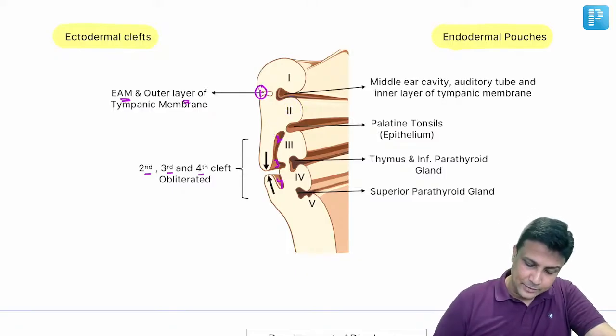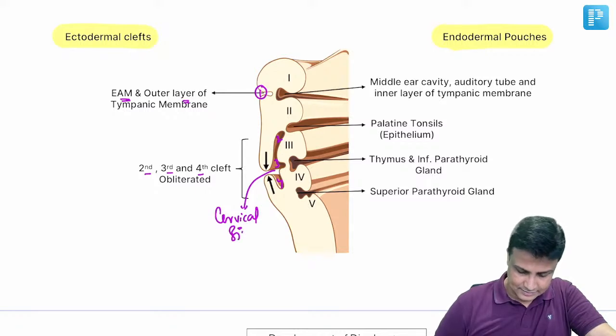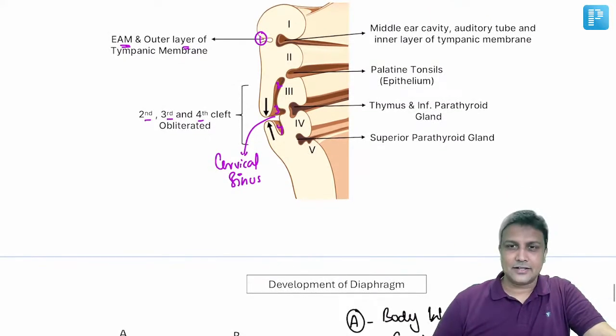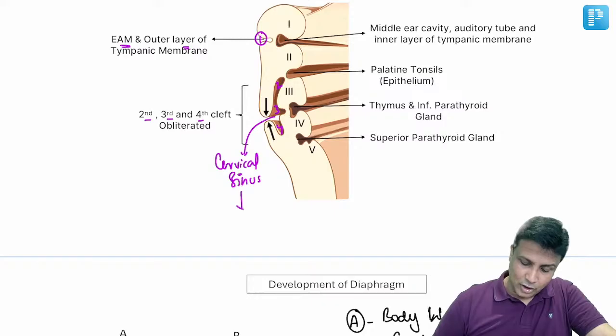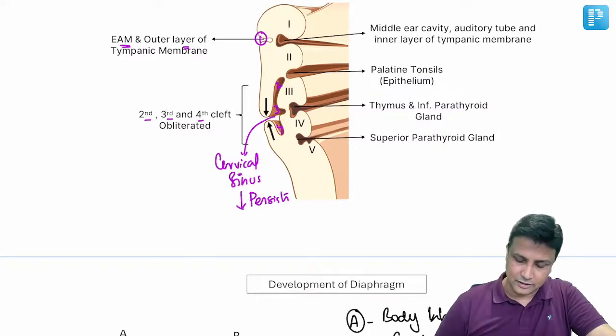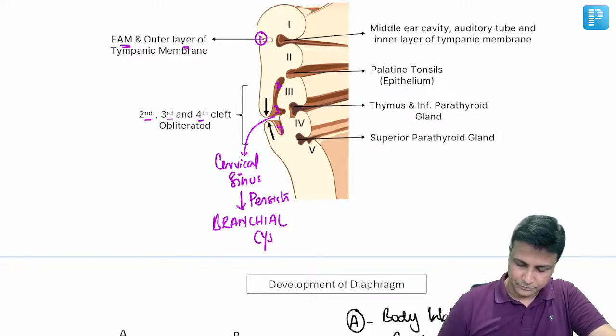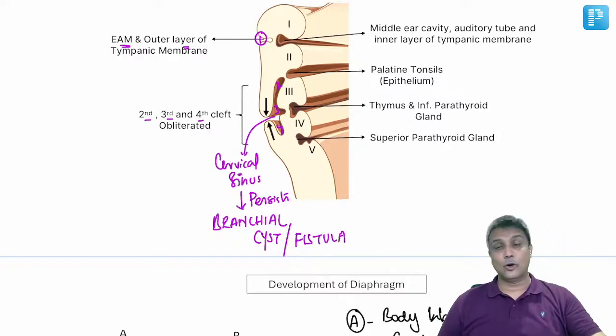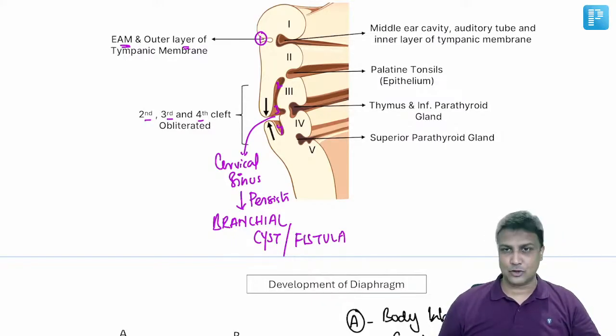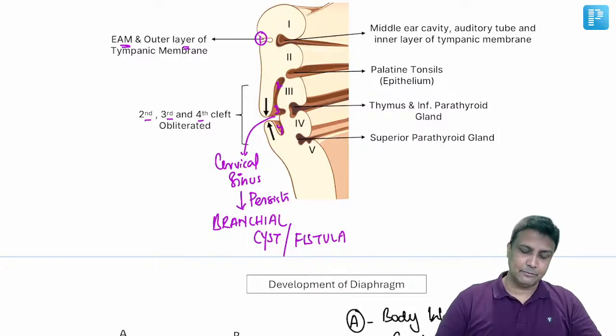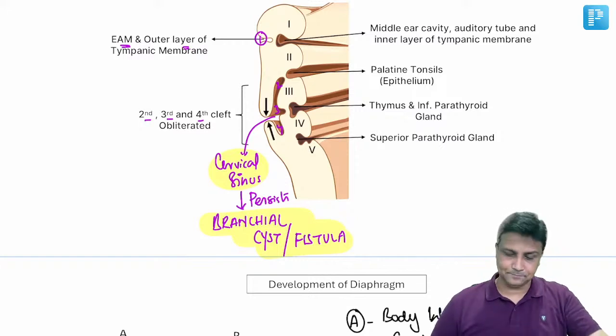So sometimes what is going to happen, there is a space formed here. This space will be referred to as your cervical sinus. Now, cervical sinus has to be normally closed here. But if it is not closed, if it persists, then there is a formation of a cyst here. And that cyst is referred to as the branchial cyst. And remember, if it is going to communicate with the outside, that is also referred to as a branchial fistula. Whatever it is, if they are asking you in the exam, branchial cyst or branchial fistula is due to what? Persistence of the cervical sinus.